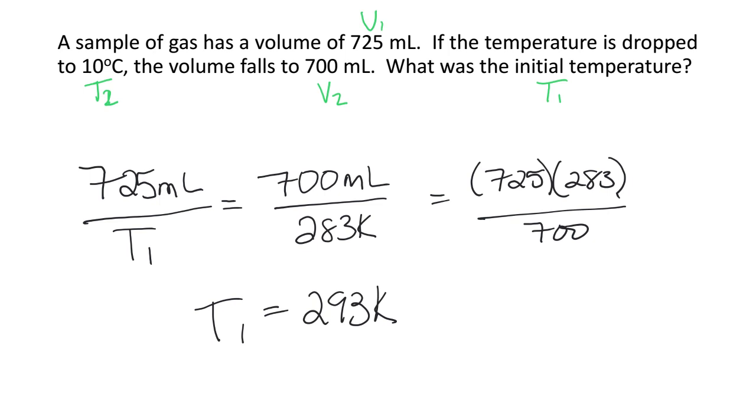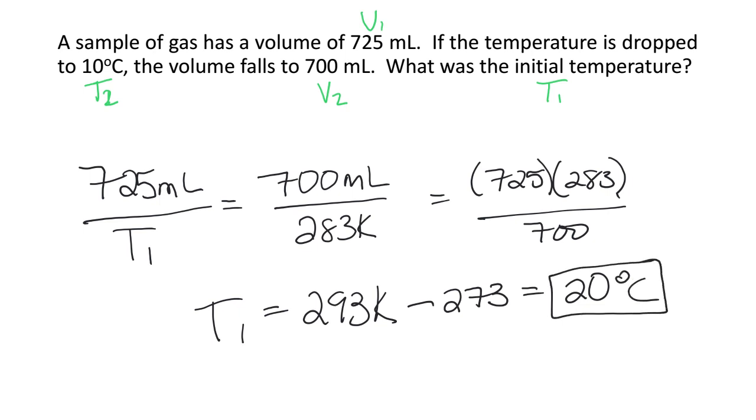Now, the original temperature in the problem is in Celsius, which means I have to convert this temperature to Celsius. So I'm going to subtract 273, and I get 20 degrees Celsius. On a quiz, if you forget to do this step, it's going to take off a point, because if I have Celsius in the beginning, I have to have Celsius at the end. Okay, let's do another one.